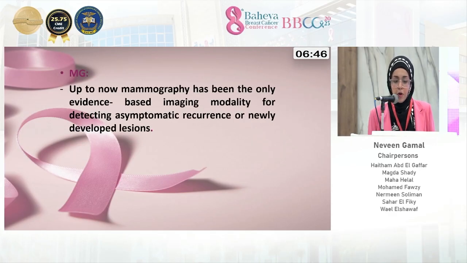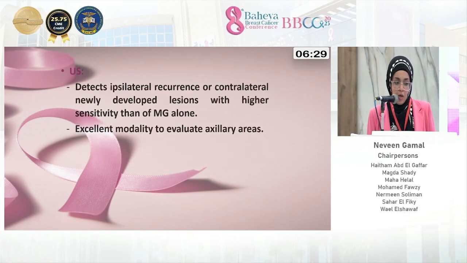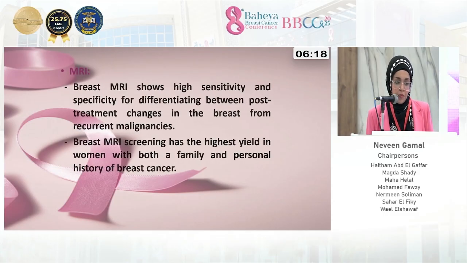Mammogram. Up to now, mammography has been the only evidence-based imaging modality for detecting asymptomatic recurrence or newly developed lesions. Ultrasound, MRI, and contrast mammography have been used to increase detection of recurrence and newly developed lesions at an early stage. Ultrasound detects ipsilateral recurrence or contralateral lesions with higher sensitivity than mammography alone, and it's an excellent modality to evaluate the axillary areas.